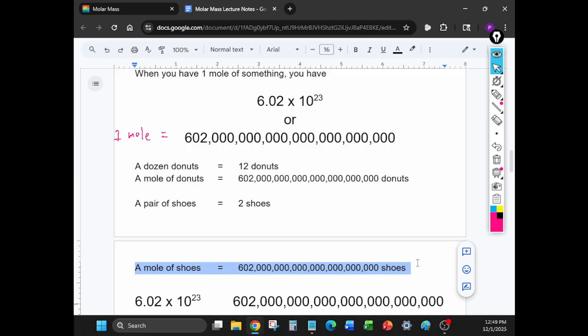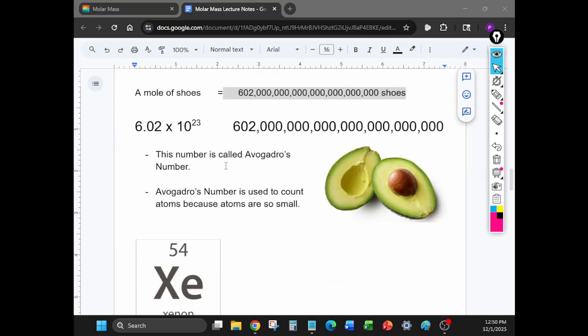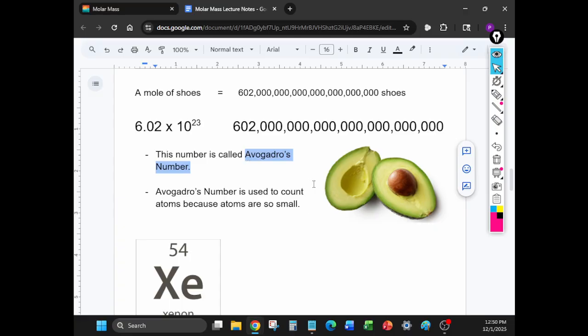Okay. The point that I'm trying to make is that this is a group of things, and that's how you count them. We don't talk about that because that's AP Chem, but just know that's how we count things in chemistry. So this number right here is called Avogadro's number. Sounds like avocado, so that's why I have a picture of an avocado. But again, you don't need to write it down, but basically we use this number because we count atoms that are so small, we got to count them in this group at a time.